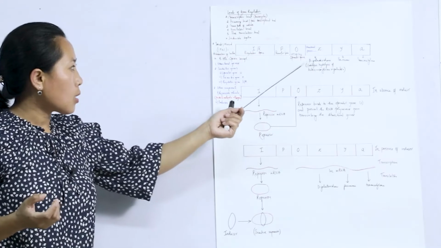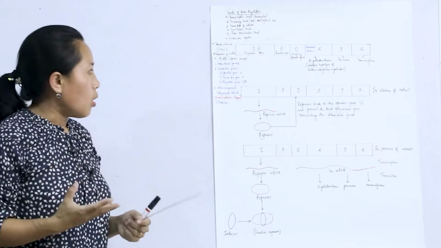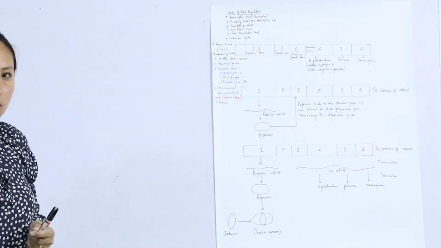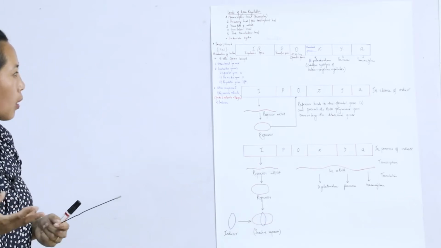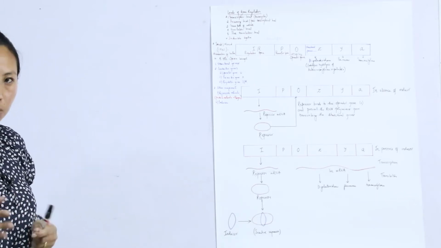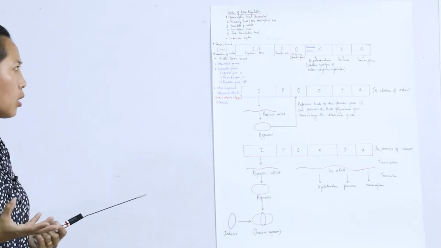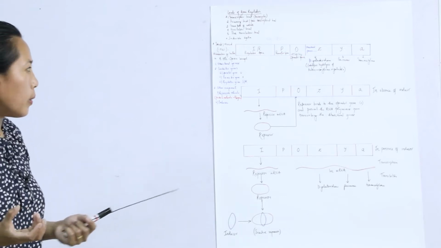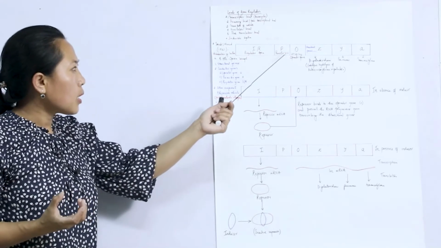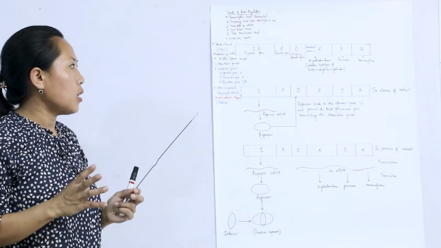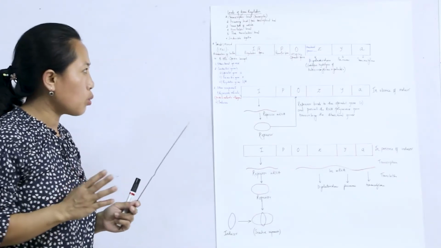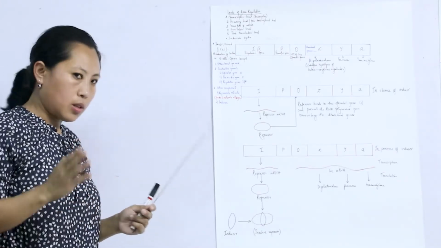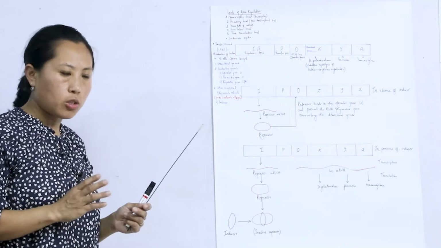And the enzyme beta-galactosidase is responsible for catalyzing the hydrolysis of lactose into glucose and galactose, because we are concerned with the metabolism of lactose in E. coli. Okay, so now this operator is a short segment of DNA which consists of about 27 base pairs, and it's arranged in between the promoter and the first structural gene.